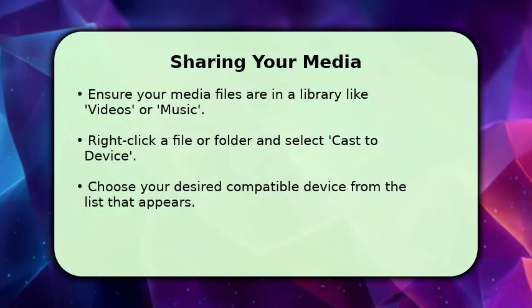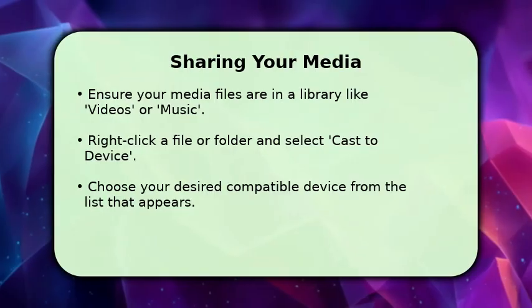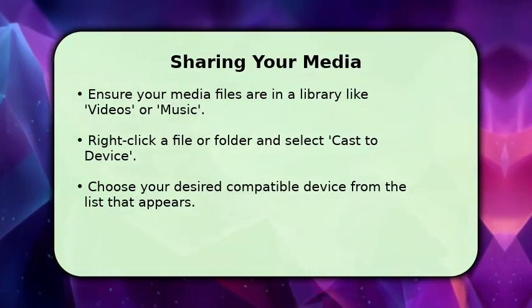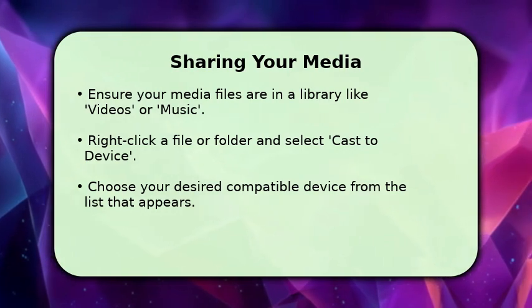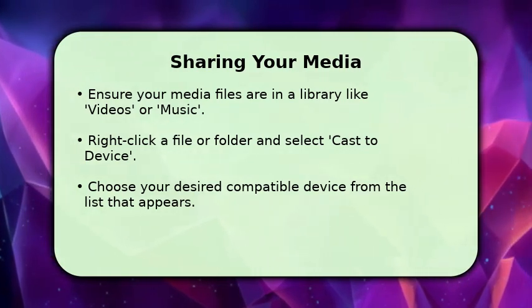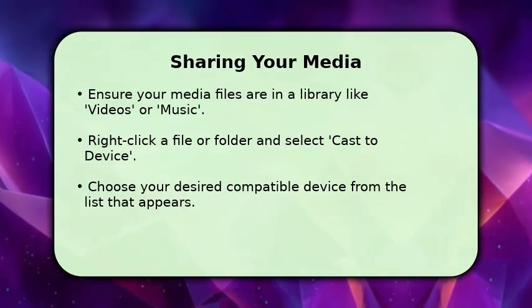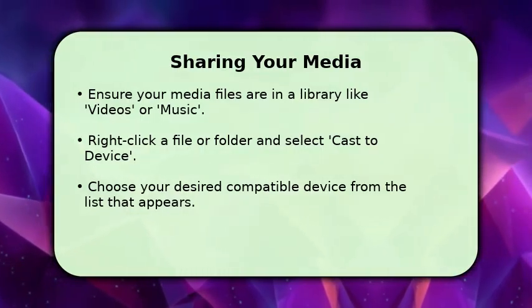Once streaming is enabled, sharing your media is straightforward. Make sure your videos, music, or photos are organized within your Windows 10 libraries. To share, simply right-click on the specific file or folder you wish to stream. From the context menu, select Cast to Device, and then choose your target device from the list.